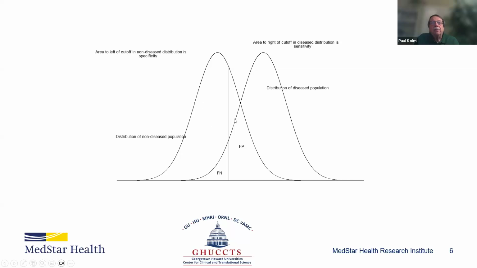And so in terms of the overlap here, if individuals are to the right of the cutoff but are actually in the non-disease distribution, then those are the false positives. And similarly, if we have patients that are actually in the disease distribution but are to the left of the cutoff, then the area here represents the false negatives.